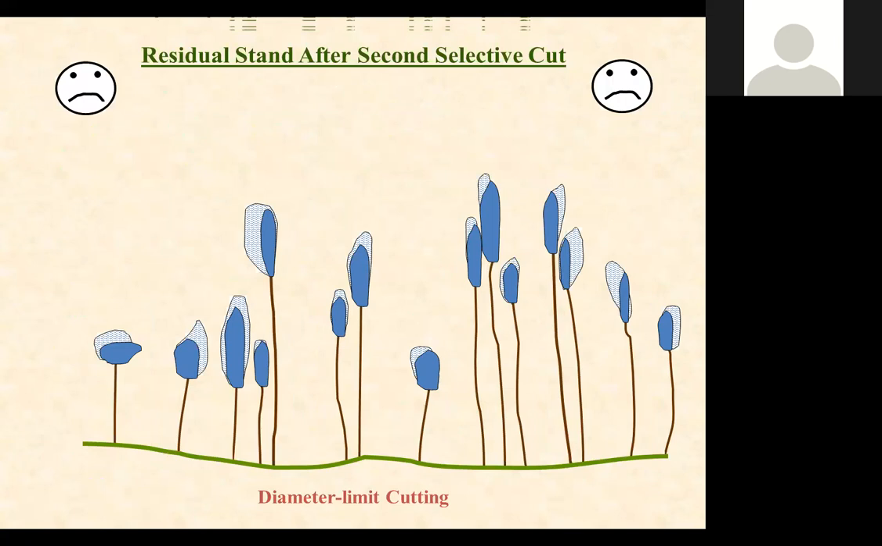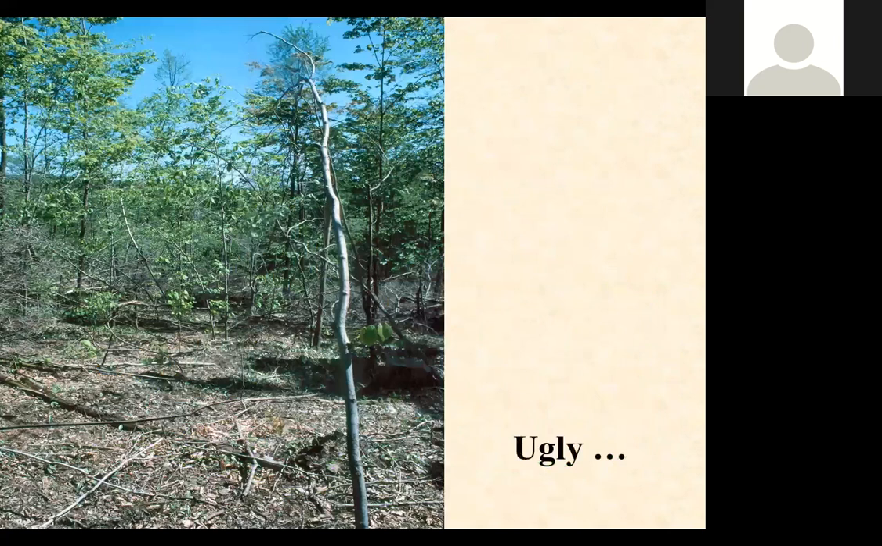It is fairly well broken, isn't it? In fact, it's hard to find a potential in a stand that's had two diameter limit cuts. And what I've witnessed is that after the third entry, which is largely for pulpwood and biomass, it's just a quandary what to do next. It is ugly. It is ugly.